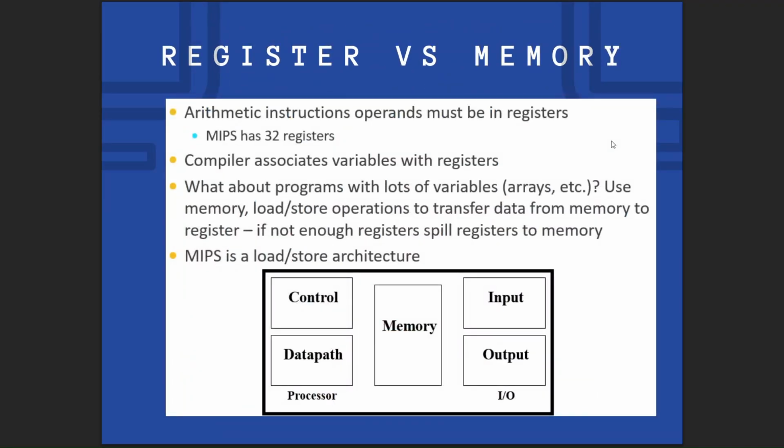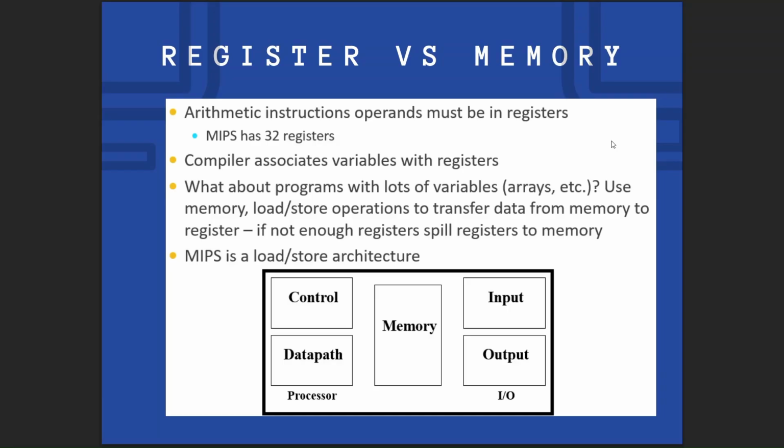Now this slide reinforces the relationship between registers and memory in MIPS. Let's start with the key point. Arithmetic instruction operands must be in registers. In MIPS, you cannot directly add two values stored in memory. You must first load them into registers, perform the addition, and then optionally store the result back.